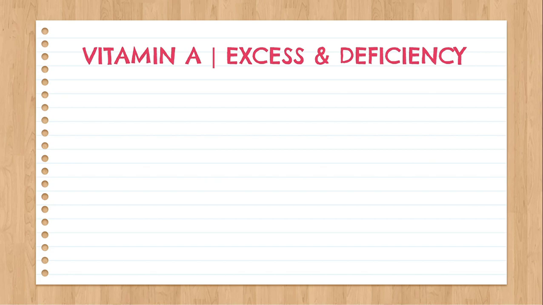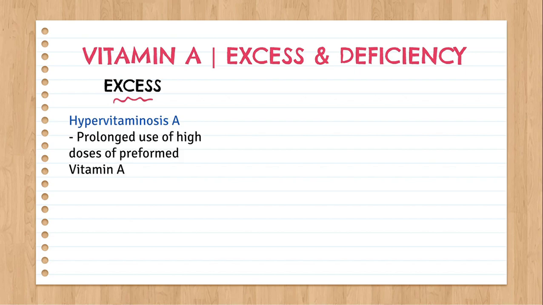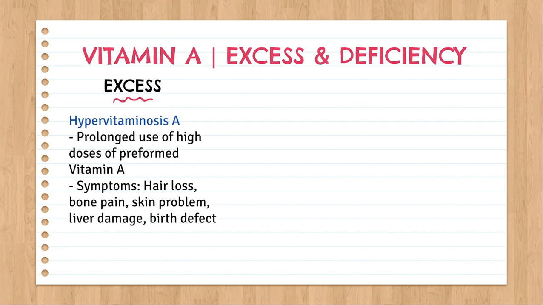Next, let's see what will happen in excess and deficiency of vitamin A. When a person has too much vitamin A in body, the condition is known as hypervitaminosis A. Normally, it occurs due to prolonged use of preformed vitamin A in high dosage. This condition occurs along with hair loss, bone pain, skin problems, and liver damage in severe cases. It is dangerous for pregnant women as it may cause birth defects in newborn babies.